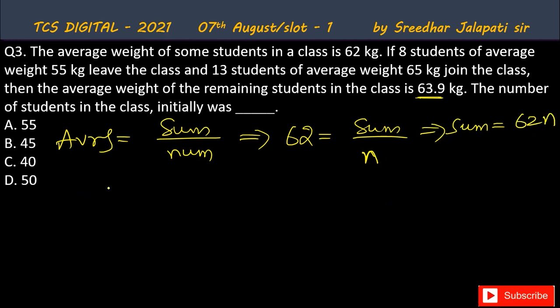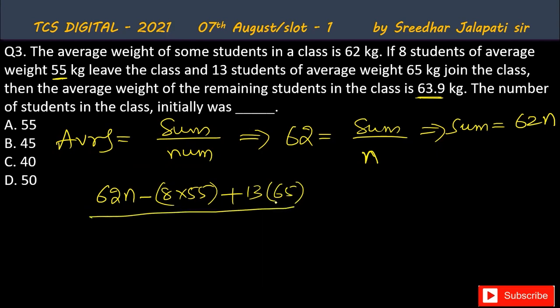So now from this 62n, 8 students of average 55 leave the class. That means 8 into 55 left, so minus, whereas 13 students each of 65 join the class. Now this is the new sum of the weights of the students, divided by the number of students. Initially n was there, 8 left, 13 joined. And this average is given as 63.9.